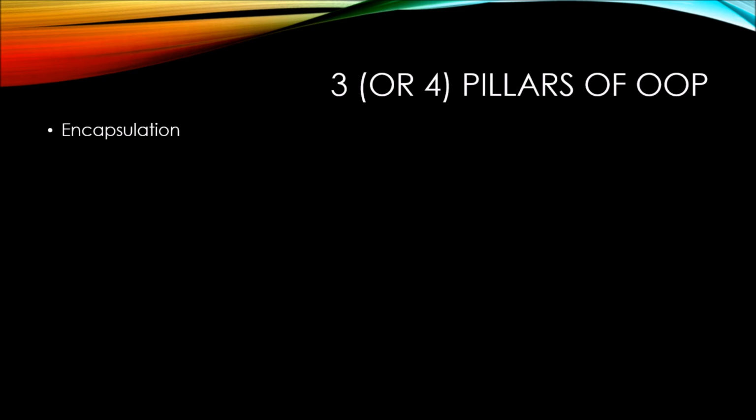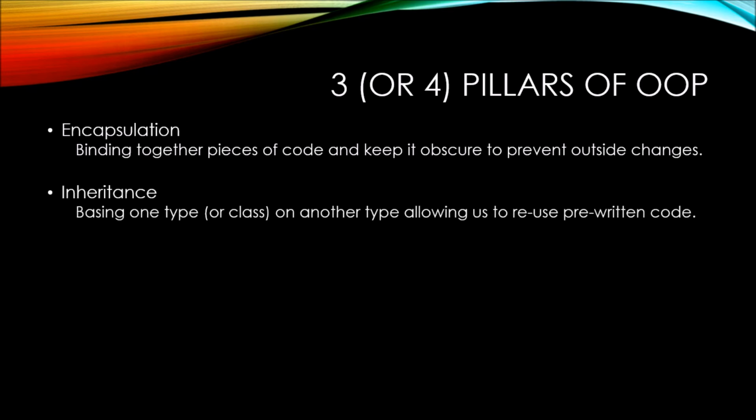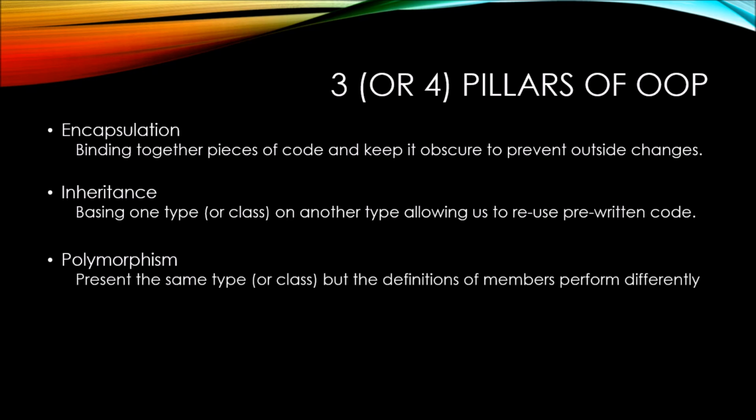So the first pillar of object-oriented programming is encapsulation, and encapsulation helps by binding together pieces of code and keeps it obscure to prevent outside changes. The next pillar is inheritance, and inheritance is about basing one type or class on another type, allowing us to reuse pre-written code. The third pillar is polymorphism, and this one's a bit more difficult to wrap your head around. Essentially, polymorphism is a way to present the same type or class, but the definitions of members perform differently.